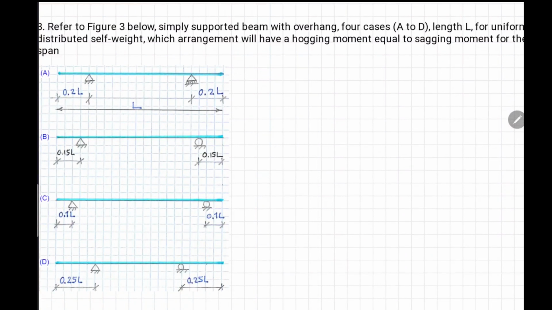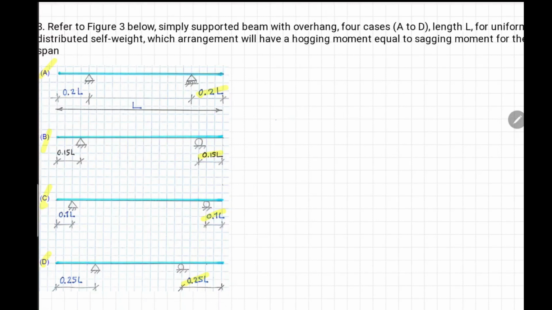Third question, refer to figure 3 below. Simply supported beam with overhang. We have again 4 cases, A, B, C, D, with different overhang: one is 20% L, second 15%, 10% and 25%. Which arrangement will have a hogging moment equal to sagging moment for the span?